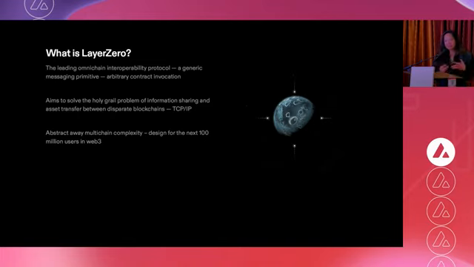And so what is that holy grail problem? It's information sharing and asset transfer in a secure and decentralized way between disparate blockchains. That's our North Star at LayerZero. And so, as I alluded to before, you can abstract away the complexity of building multi-chain and actually design for the next 100 million users in Web3.